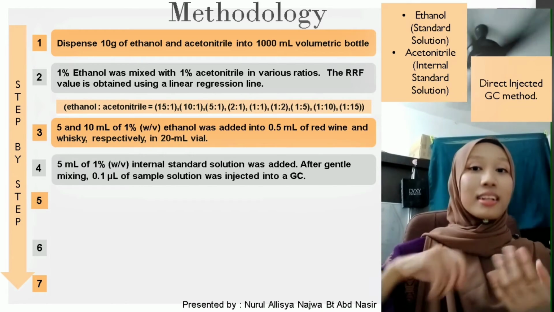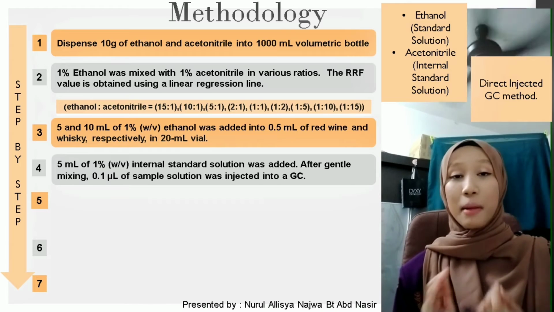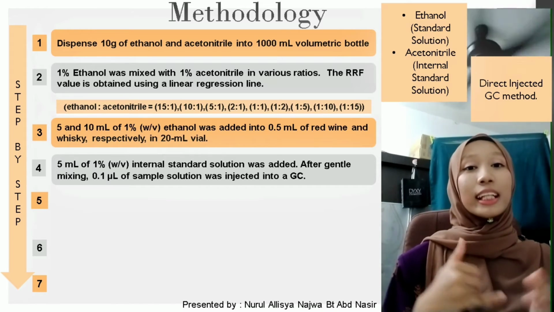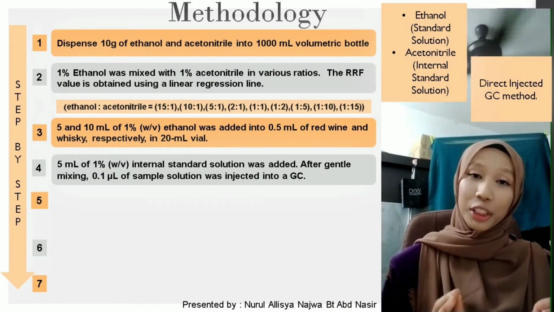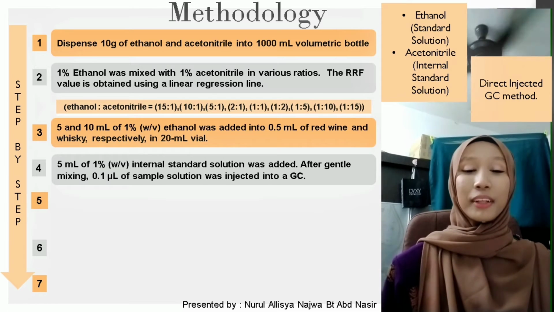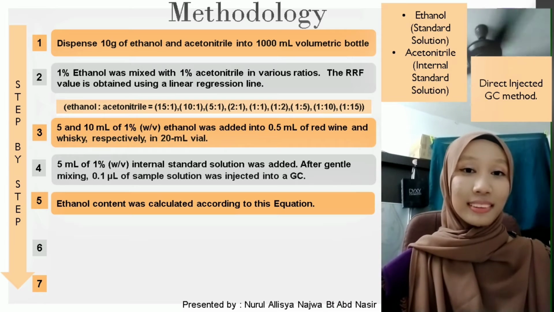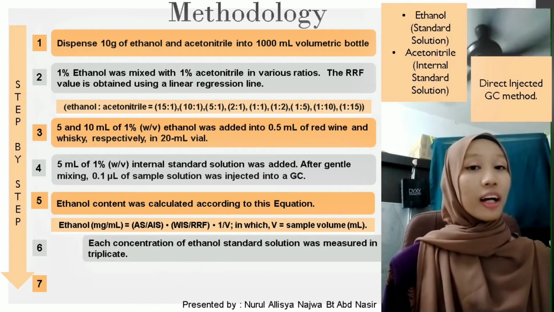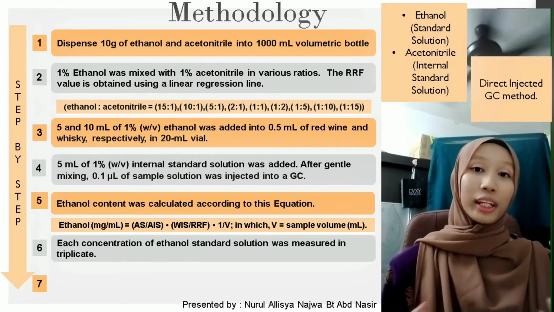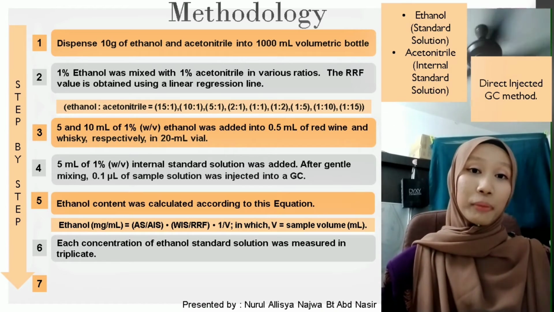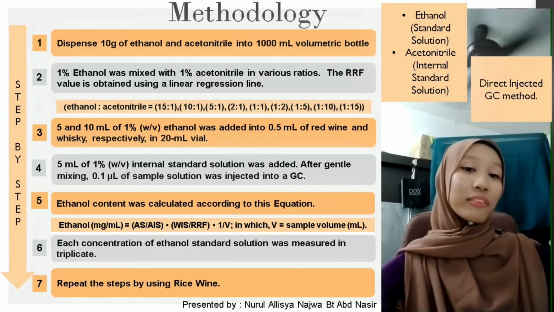After gentle mixing, 0.1 microliter of sample solution was injected into the GC for the determination of the ethanol content. Ethanol content was calculated according to this equation. Each concentration of ethanol standard solution was measured in triplicate, and this experiment was repeated using rice wine.